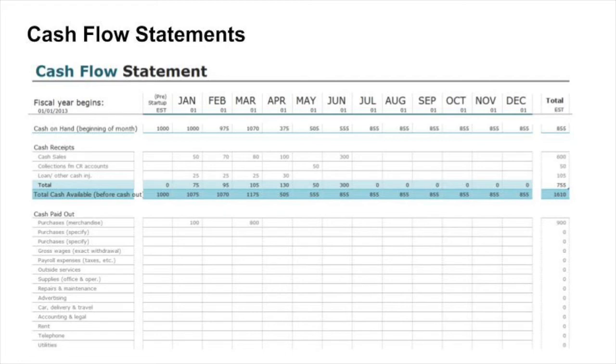And what we're looking at is on the left-hand side, down along the side, we have cash in and cash out. So you'll see cash on hand is the start, which is how much money you have in the bank at the very start.